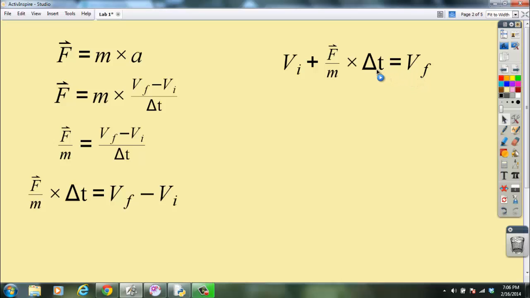And we might note that this is a valid mathematical expression, but it's not a good assignment statement to use in our code. So I'm simply going to rearrange it, where final velocity equals initial velocity plus force divided by mass times delta t. This is a valid mathematical expression as well as a good assignment statement that we can use in our code.